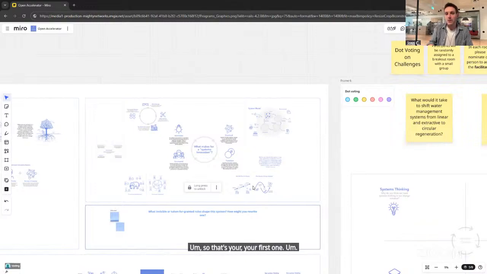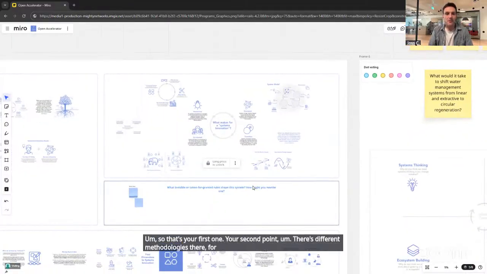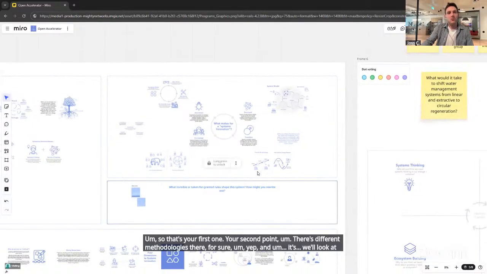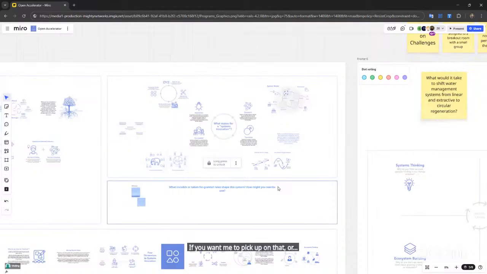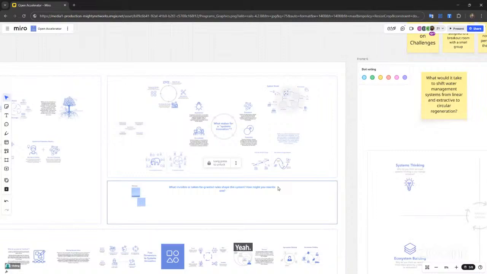Your second point, there are different methodologies there for sure. Yep, and we'll look at those now. So do you want to remind me of your second point again, if you want me to pick up on that? No, yeah, and you picked up on it. It really feels like each of those quadrants, to address each of those things, different tools are required, and you almost have to get to grips with each of those.